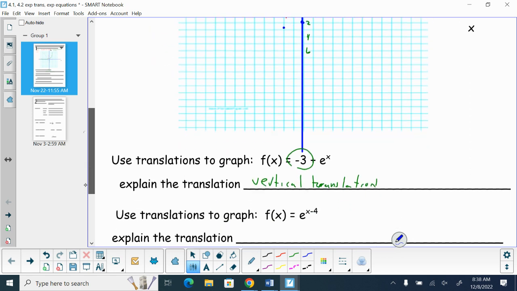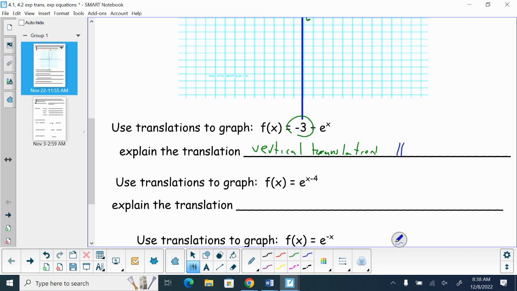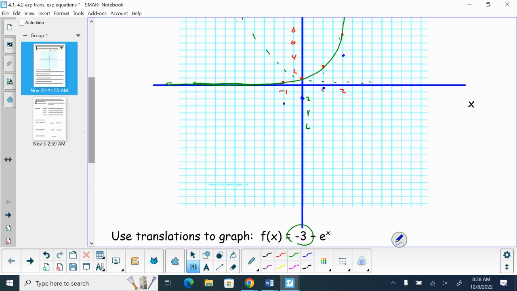So we would have a horizontal asymptote at y equals -3. So at this value of -3, we would be in a horizontal asymptote.